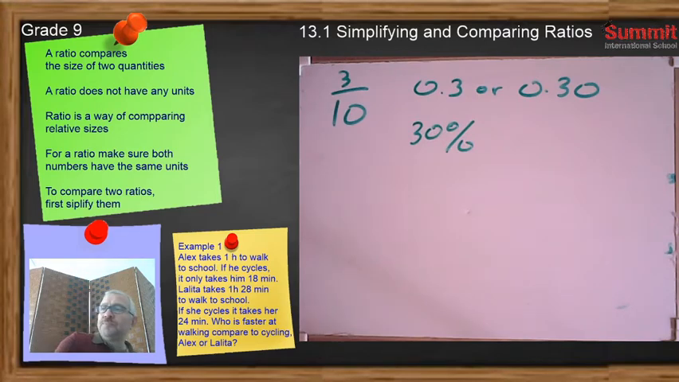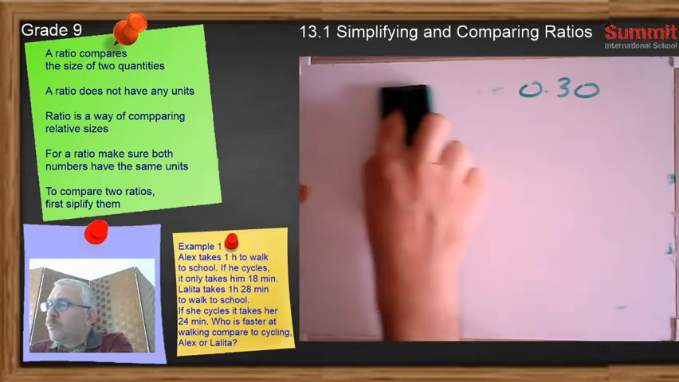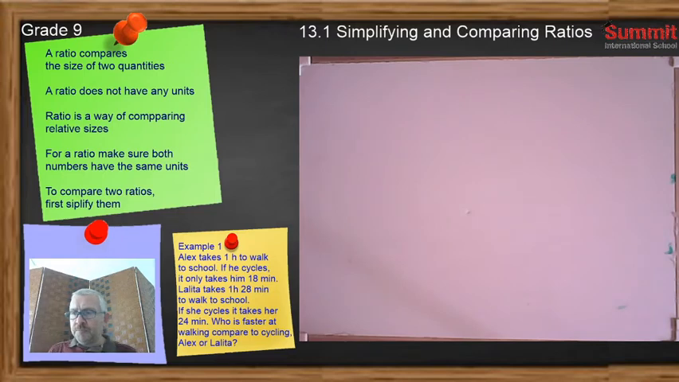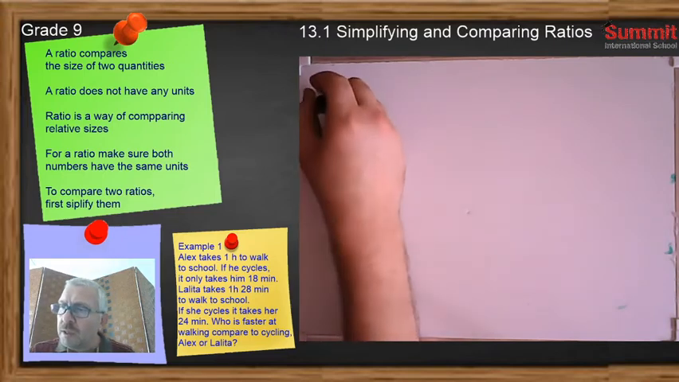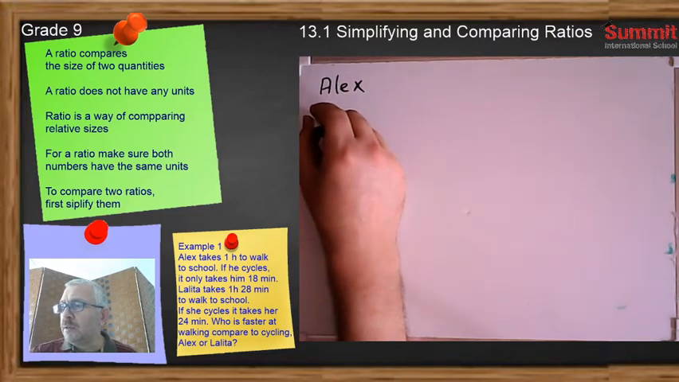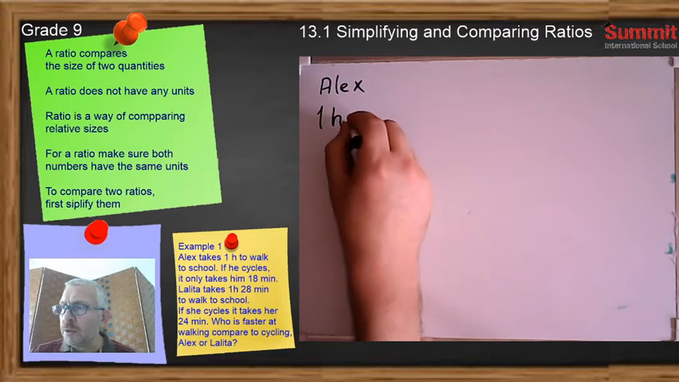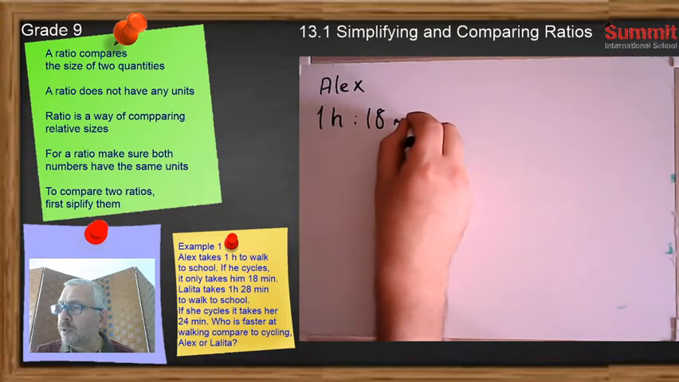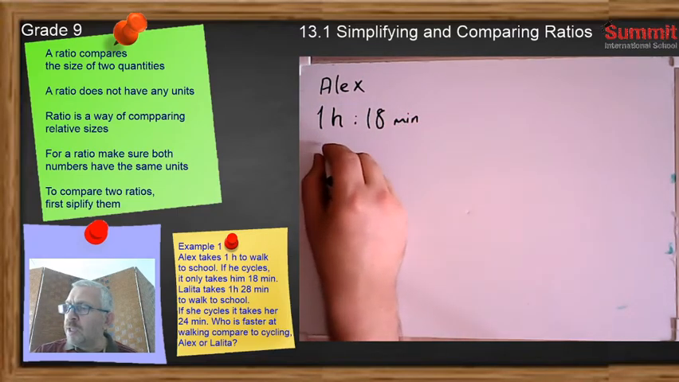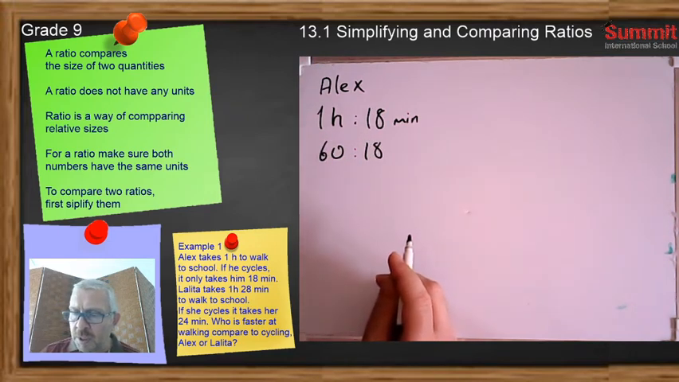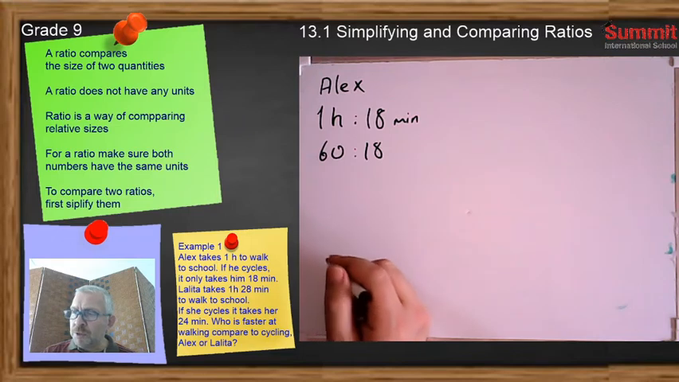Now for this one, let's write the given things on the board. Now here Alex: he walks 1 hour, and he cycles 18 minutes. Now here 1 hour is 60 minutes, and 18 minutes, now we wrote them without any unit. After that, we are going to simplify these numbers between each other.